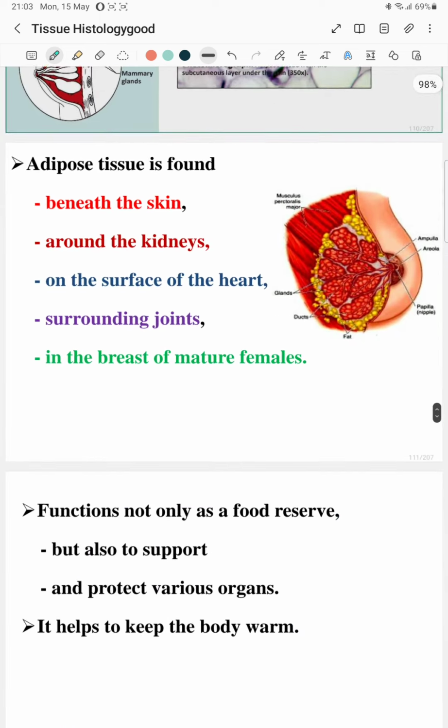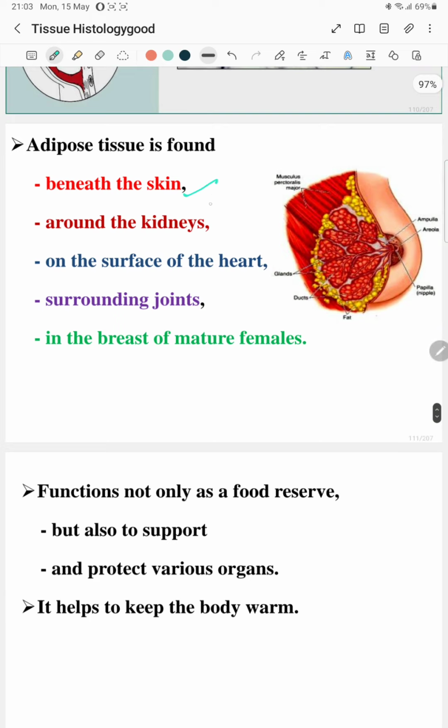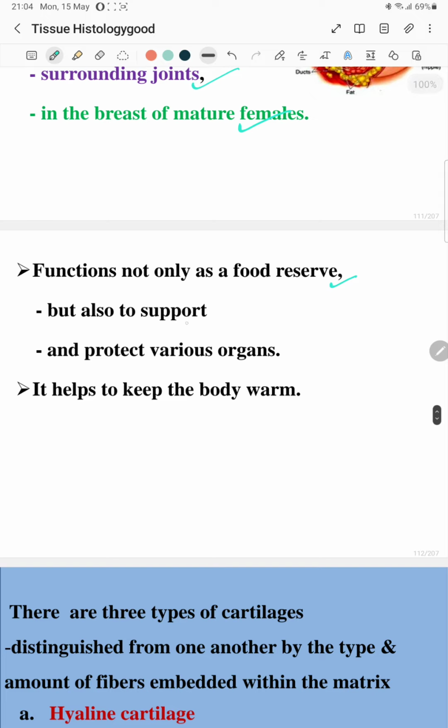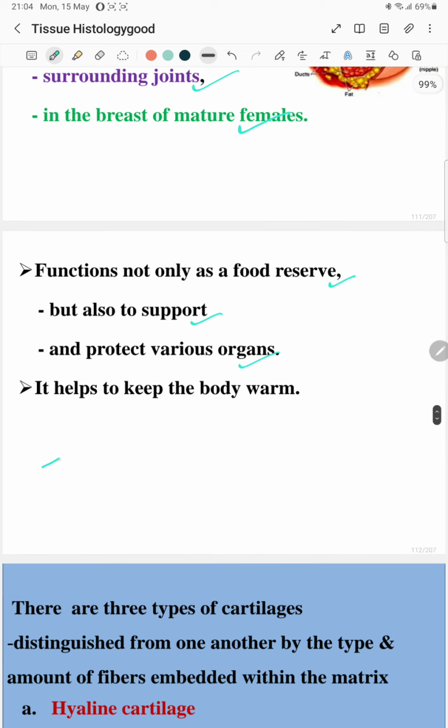Where are adipose tissues found? They are beneath the skin, around the kidney, on the surface of the heart, surrounding joints, in the breast of mature females. What is their function? They not only work as a food reserve, they also help us to support and protect various organs. If someone has quite enough fat on the body, it protects from outside injuries. And fat also works as an insulator. Insulator means it keeps our body warm.